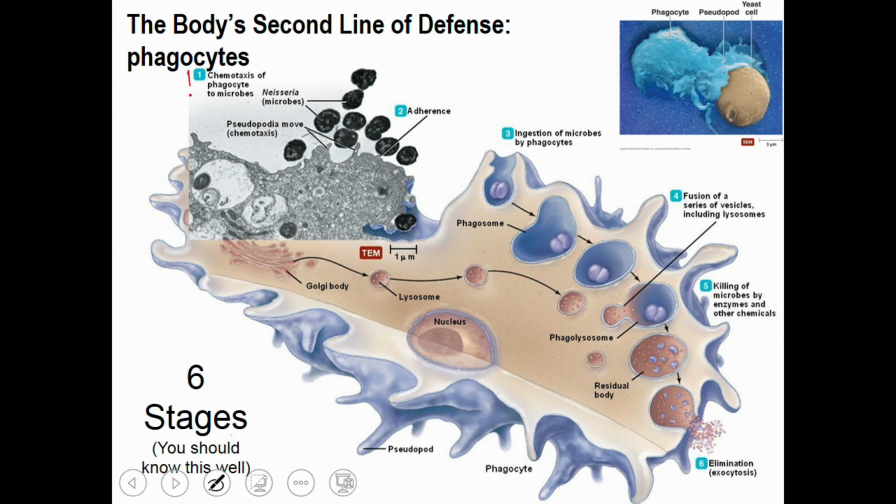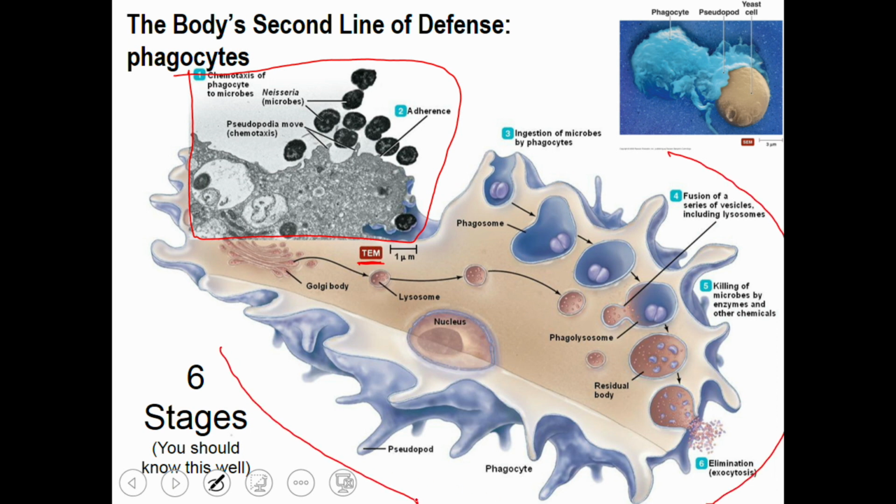The reason why it looks so different is that we're looking at a transmission electron micrograph, to show us that this overall picture has a basis in reality. Each one of these, right here, are Neisseria bacteria. Does Neisseria ring a bell? That's the genus for the species, for example, that causes gonorrhea.